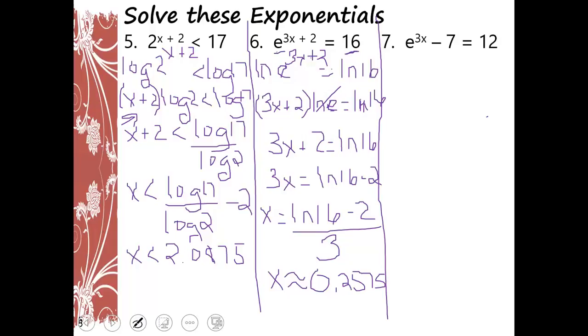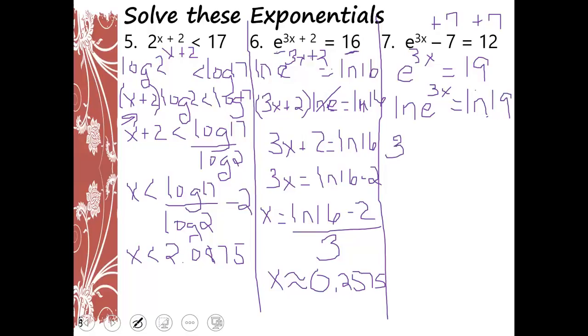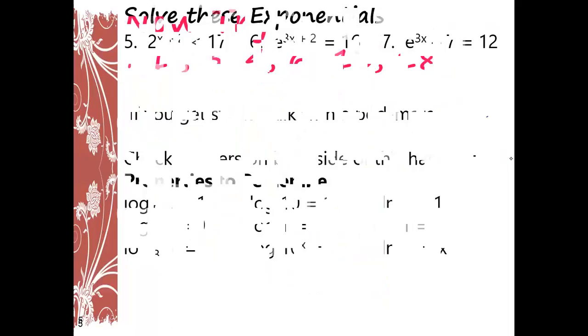All right? And then our final example is that I have to isolate this e to the x before I apply ln to both sides. So I'm going to add 7 to both sides. So I get e to the 3x is equal to 19. Now I apply ln to both sides. ln e to the 3x is equal to ln of 19. And that means 3x times ln of e is equal to ln of 19.